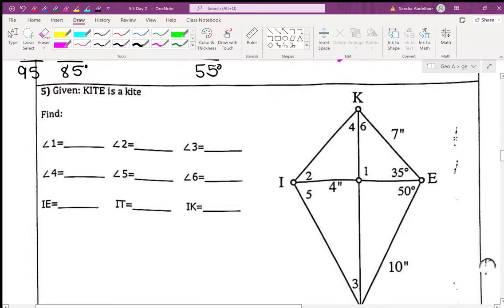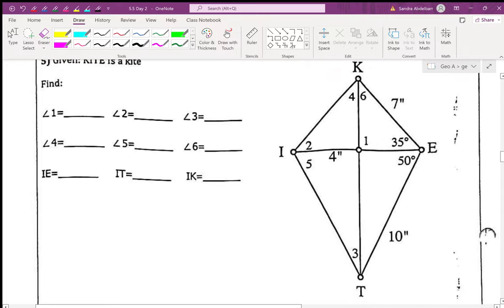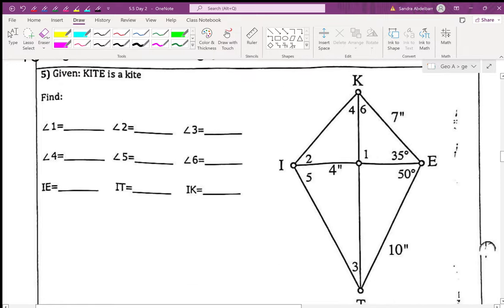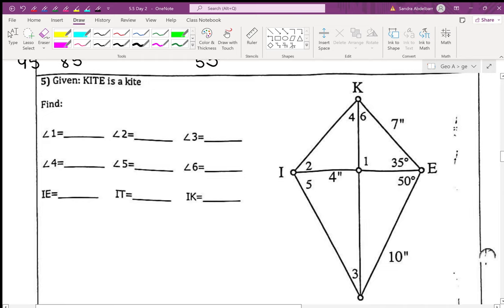All right, let's go on to number 5. It's a kite. I'm going to go up, mark all the properties of a kite. Remember, the kite's the worst one. In a kite, the top 2 sides are congruent and the bottom 2 sides are congruent. Somebody tell me anything else they remember about a kite. Anything at all.